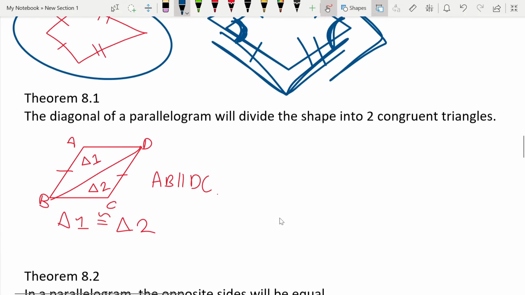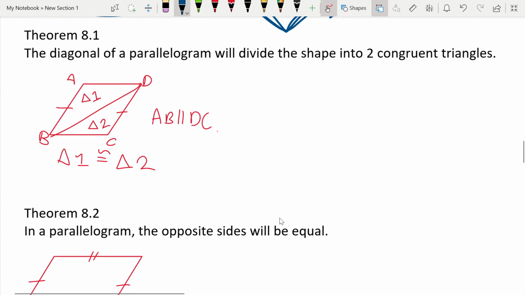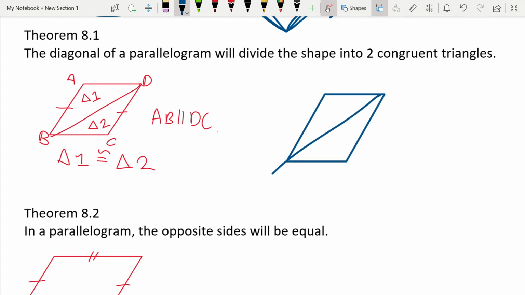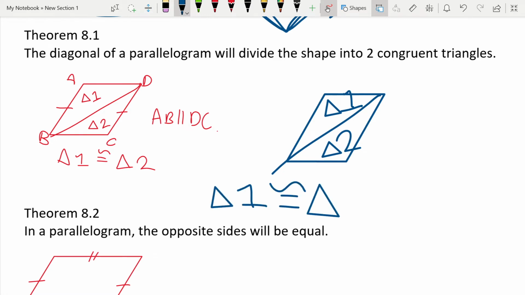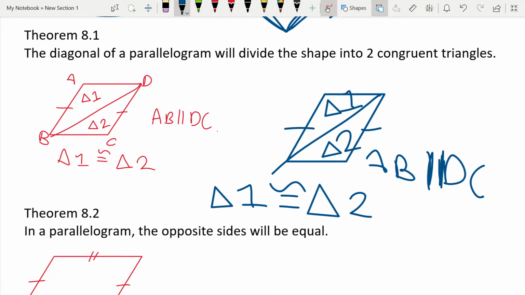Then we've got Theorem 8.1. The diagonal of a parallelogram will divide the shape into two congruent triangles. So easy. You've got this diagonal. Now triangle 1 will be congruent to triangle 2. Also this will be parallel to that, so you can write it like DC. This sign is to say that these two are parallel, and this is for congruence.